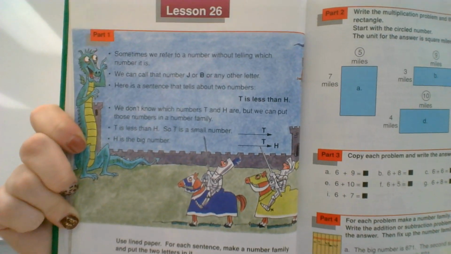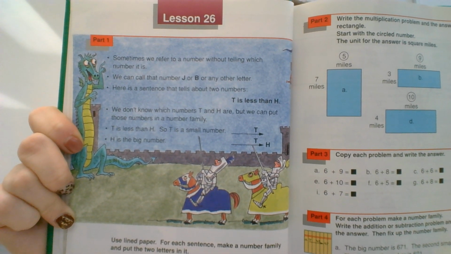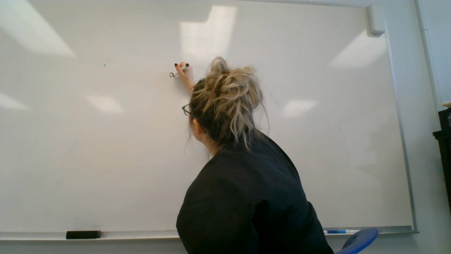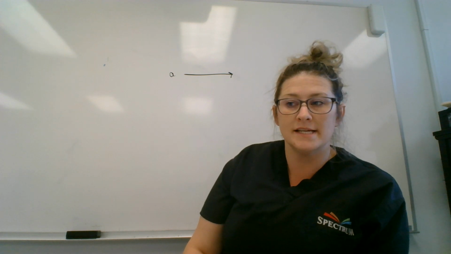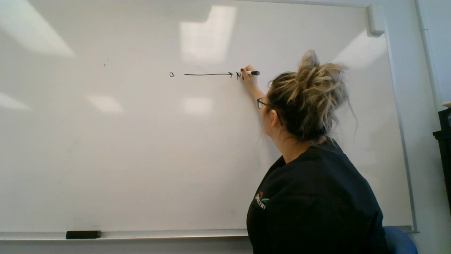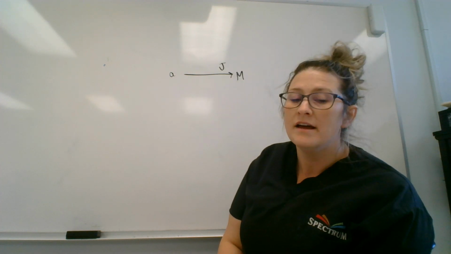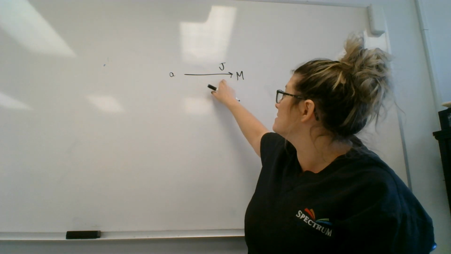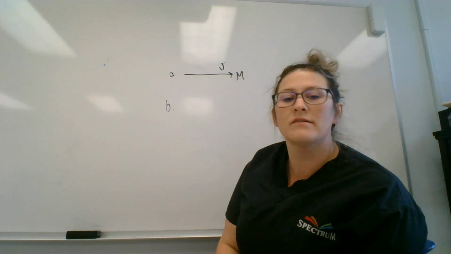Touch sentence A. J is less than M. If J is less than M, we are going to make a number family. For A, J is less than M. So I know that M is a bigger number, so M is going to go here. And J goes here. I'm just plugging the letters in on my number line. The big letter always goes at the end, and the smaller one always goes on the line in this last position on the line.